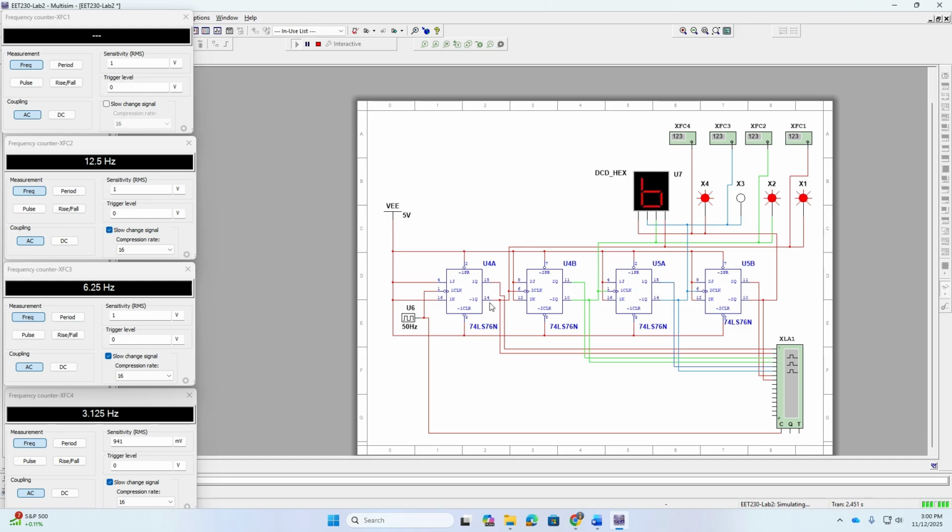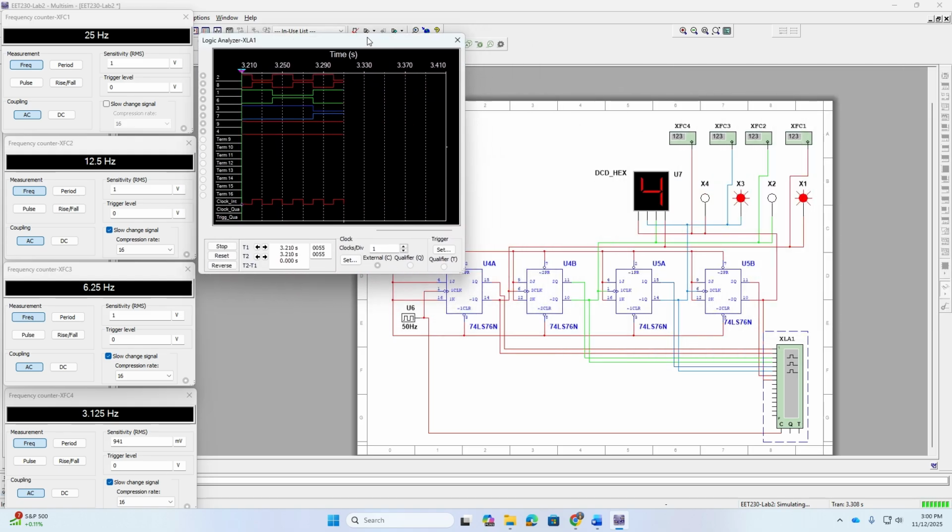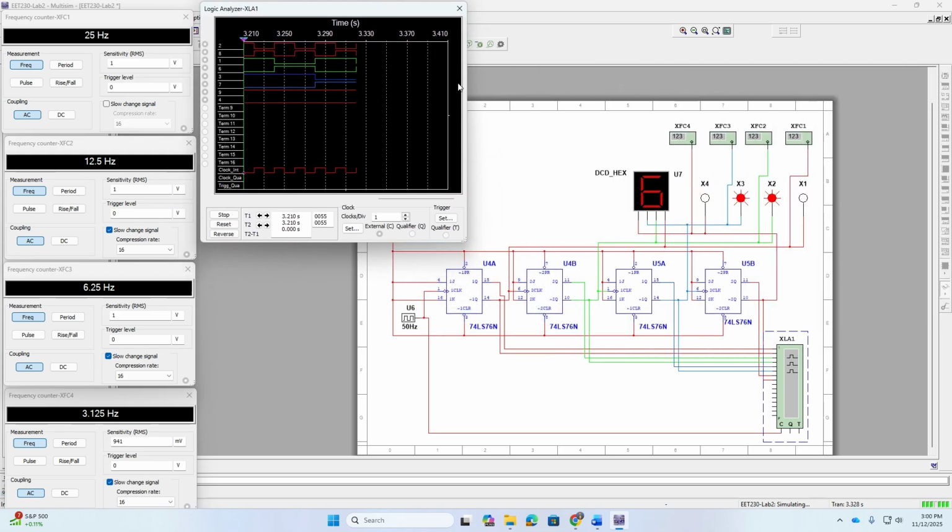So I'm looking at the Q and Q naught for the first chip, and then the Q and Q naught for the second chip. So I just go straight down in order. Again, the third chip, Q and Q naught, is on the next two inputs, and then the last chip, Q and Q naught, goes down to the very last chip. So let me just double click this, and hopefully it's not in the way. Let me just put it up there somewhere.